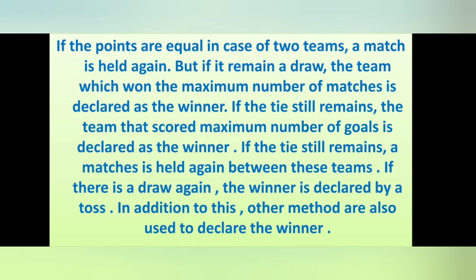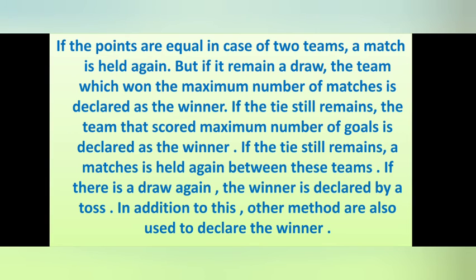Okay, so in the next way, if the points are equal in the case of two teams, a match is held again, but if it remains a draw, the team which won the maximum number of matches is declared the winner. If the tie still remains, the team that scores the maximum number of goals is declared the winner. If the tie still remains, a match is held again between these teams. If there is a draw again, the winner is declared by a toss. So there are some conditions to know which team will win.